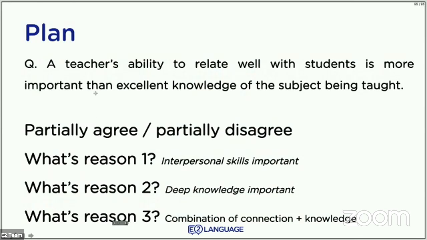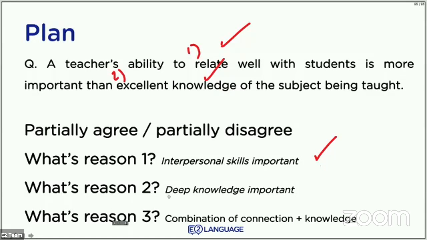So let's say a teacher's ability to relate well, and having expert knowledge of the subject matter being taught. Let's say that you need both of these. You need both of these skills to become a great teacher. So reason 1, you could talk about how interpersonal skills, or relating well with students, is an important aspect of teaching.